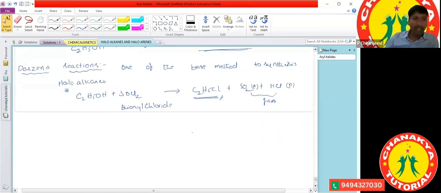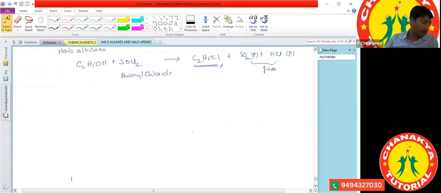And what is another method here? The Hunsdiecker reaction, Borodin-Hunsdiecker reaction again. What is another reaction here? Borodin-Hunsdiecker.